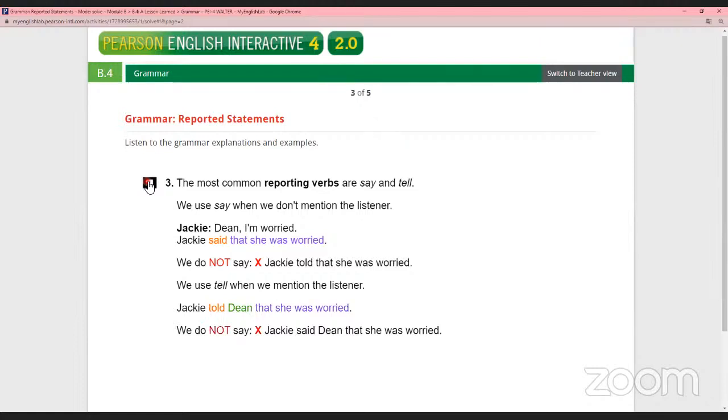Okay, let's continue with this point. We have two reporting verbs, say and tell. Both have the same meaning, but there is a difference. When we don't mention the listener, of course, there is a listener, right? I want to clarify it. There is a listener, but I don't mention it, maybe for many reasons, I don't know, but I don't mention it.